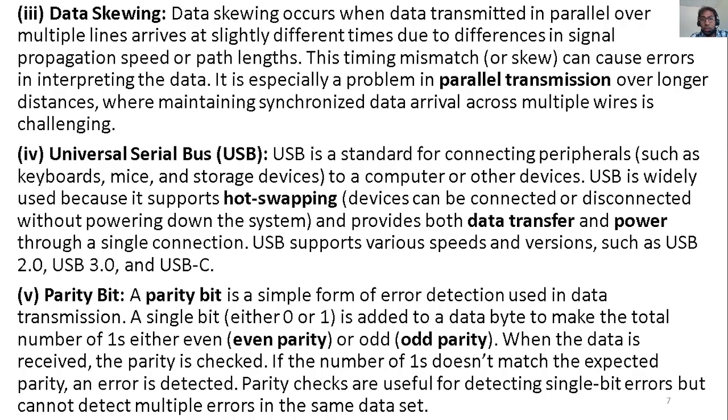Then there is data skewing. It occurs when data transmitted in parallel over multiple lines arrives at slightly different times due to differences in signal propagation speed or path length. This timing mismatch can cause errors in interpreting the data. It is especially a problem in parallel transmission over long distances, where maintaining synchronized data arrival across multiple wires is challenging.